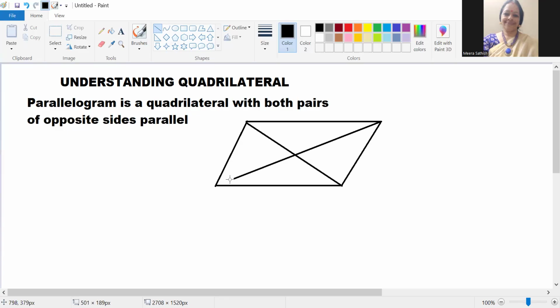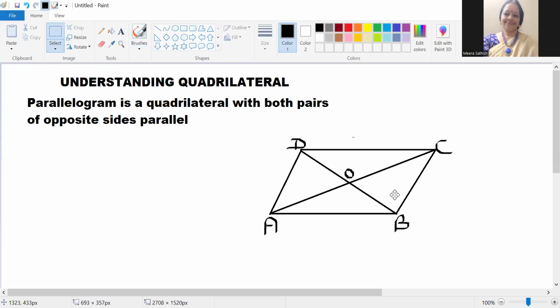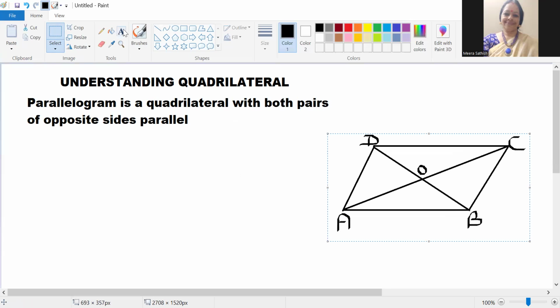These are the diagonals. Now, so many properties are there for this parallelogram. Very interesting. So, AB parallel CD. Then AD parallel BC. And the diagonals meet at the point O. Now, let us see the speciality of parallelogram or properties of parallelogram.